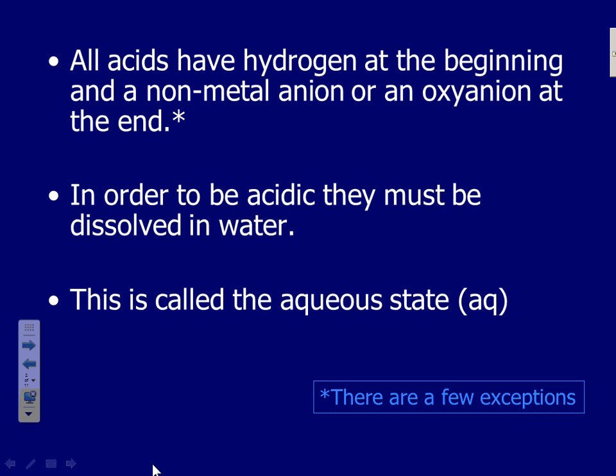We've already encountered what it means when something is dissolved in water. We call it the aqueous state, AQ. And that's going to become part of our name. Because if an acid has to be dissolved in water to be an acid, then in part of our name, we're going to state that it's aqueous. So we're going to essentially learn how to name 3 different types of acids. And they're very similar in the method in which we're going to name them.